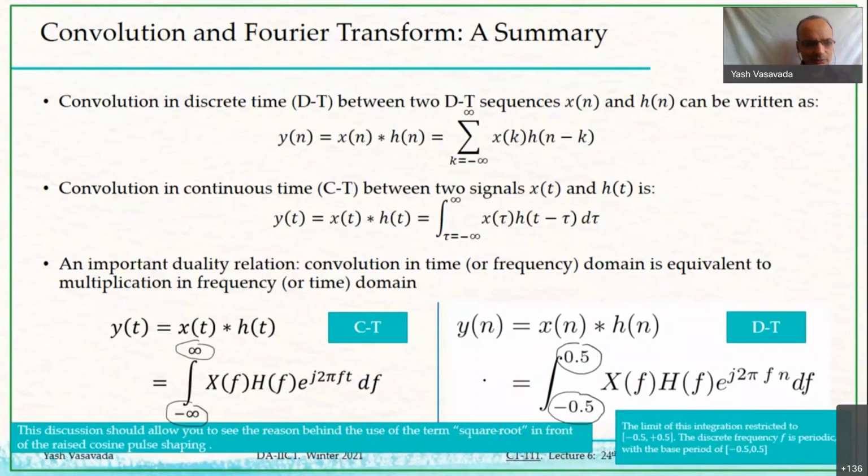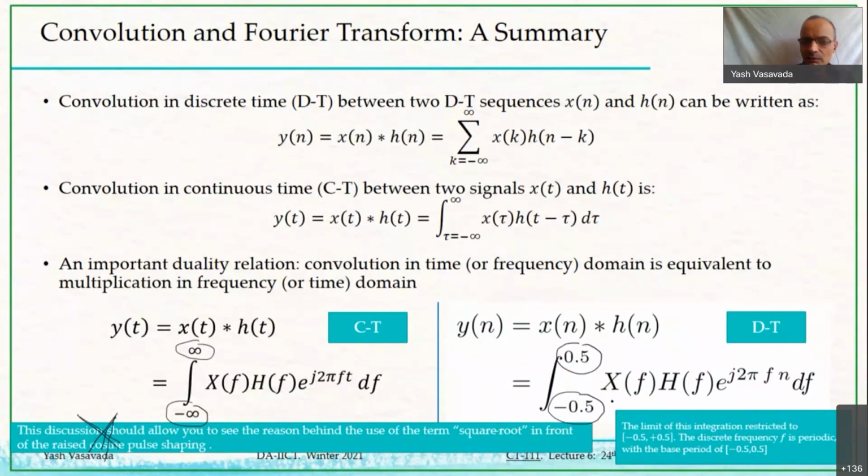Okay, forget about this. I think we are not going to have time to go over this box. What it says is that, remember we did the square root raised cosine? Why the word square root is used? We can understand through this math, but we are not going to go there. So this is not in the syllabus.